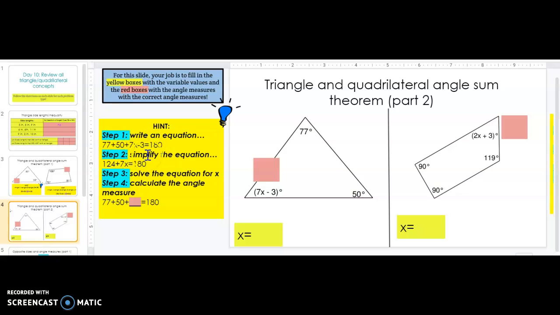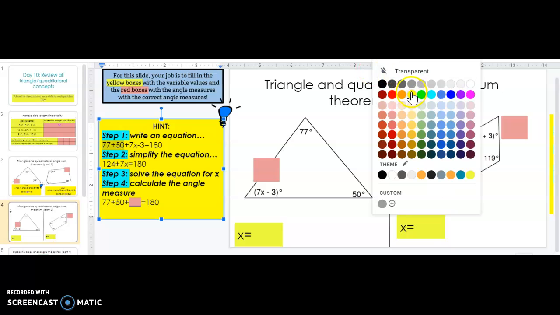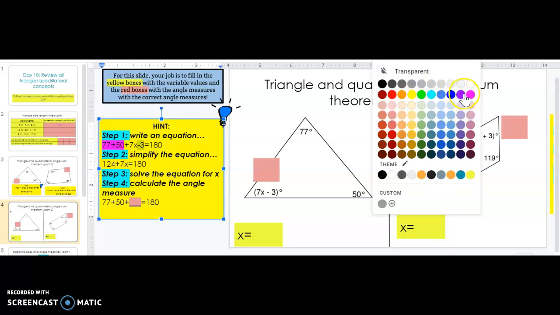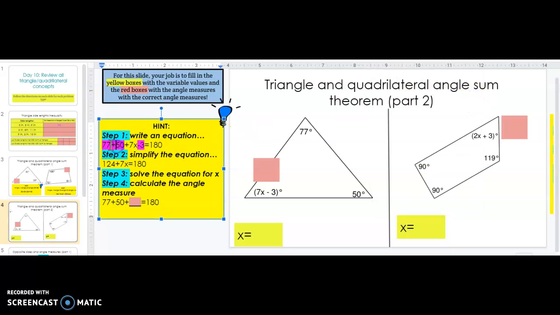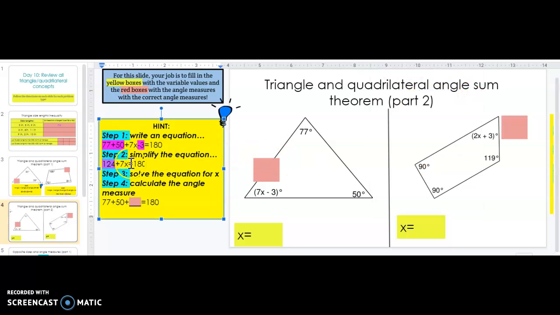Step 2, you should simplify the equation by combining like terms. So let me just highlight some stuff so you guys see what I did here. So 77, 50, I'm going to highlight it in pink. And then the minus 3. These are all like terms, so they can be combined. So 77 plus 50 minus 3 is 124. Okay, and then we still have the plus 7x. Okay, and that equals 180. Now we have a two-step equation.